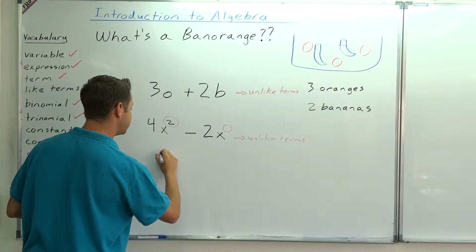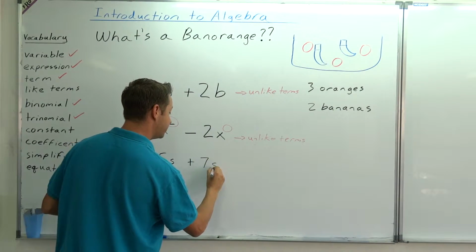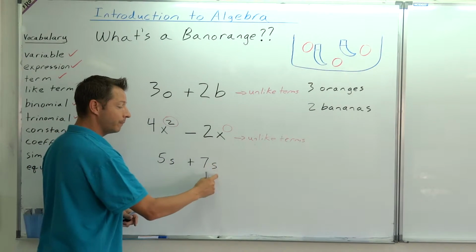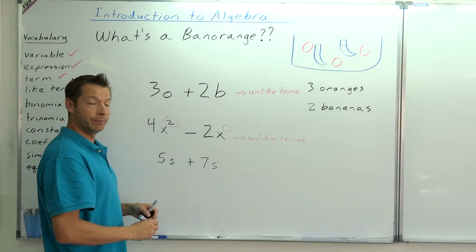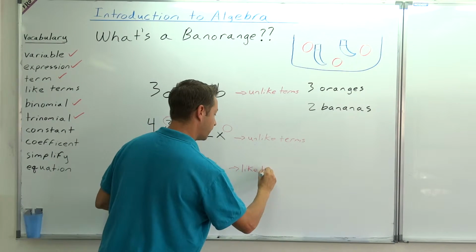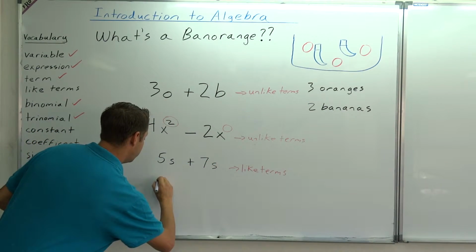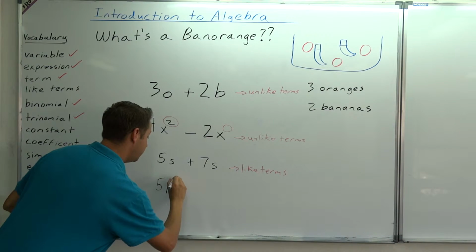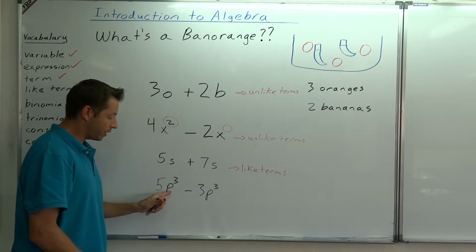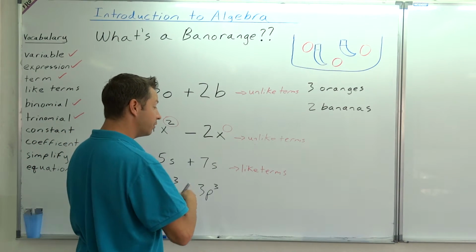So for example, if I've got something along the lines of 5s, and I've got plus 7s, those would be considered like terms. Notice the variable is the same, and the exponent is also the same. So these would be considered like terms. As well, I could also have something like 5p cubed minus 3p cubed. Notice I've got the same variable and I've got the same exponent, so I would consider these ones to be like terms as well.